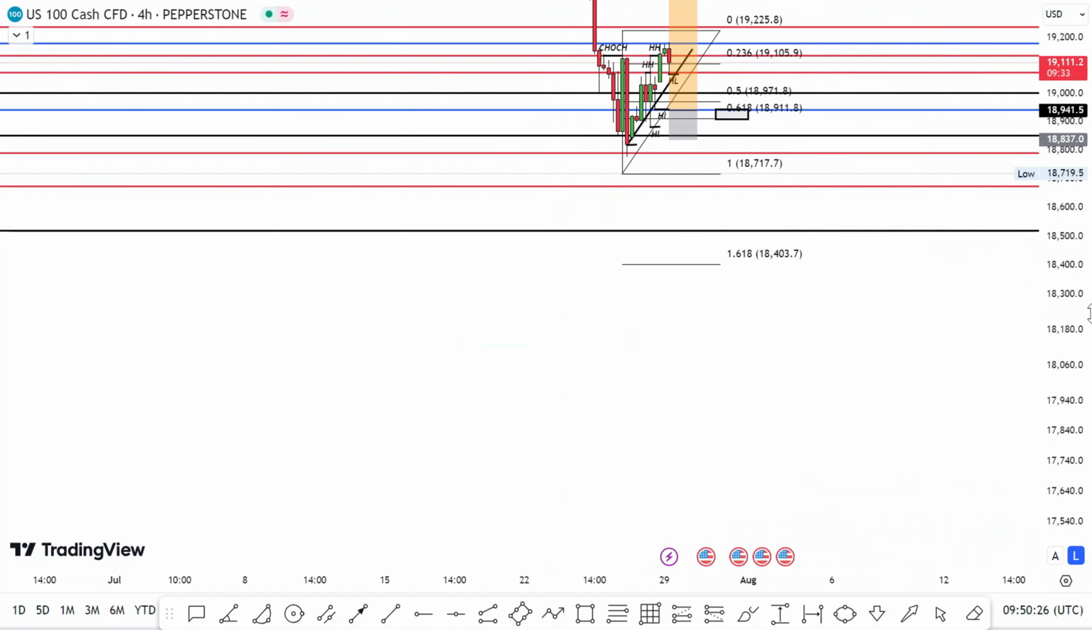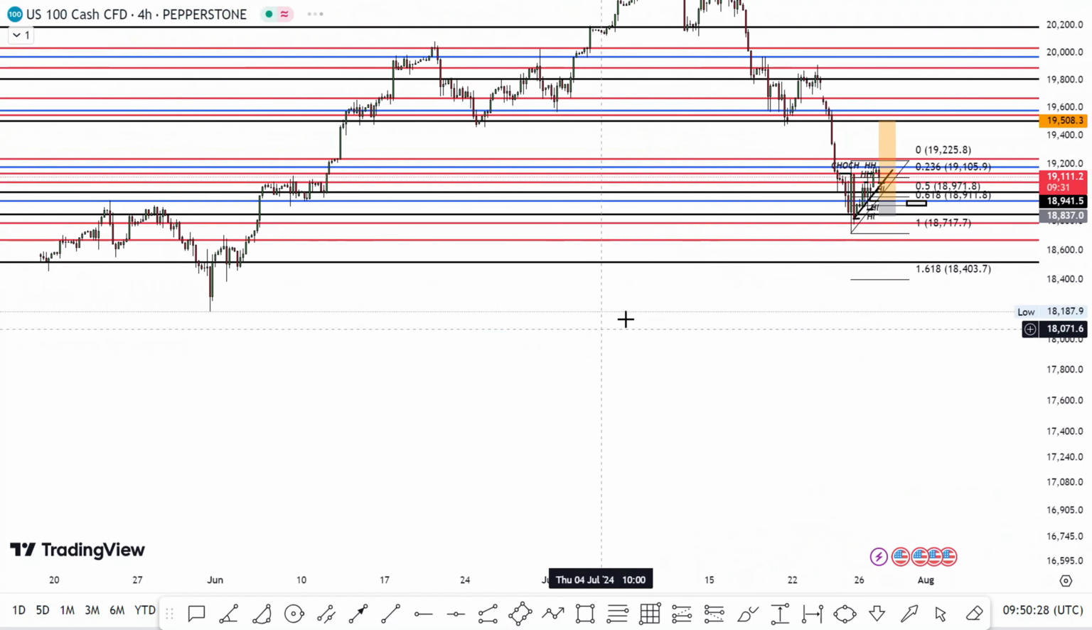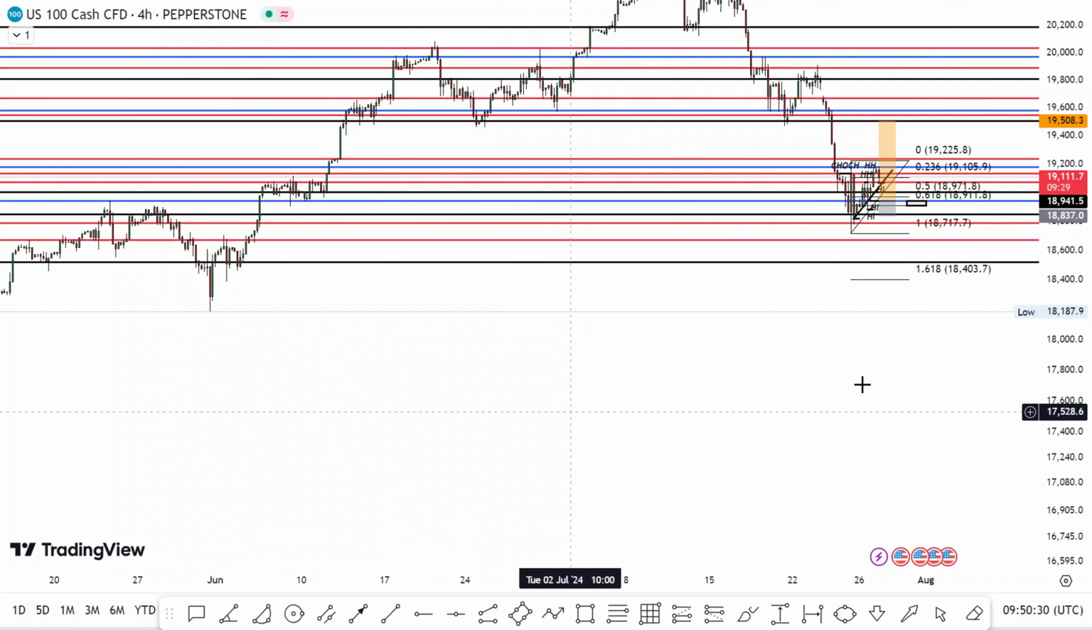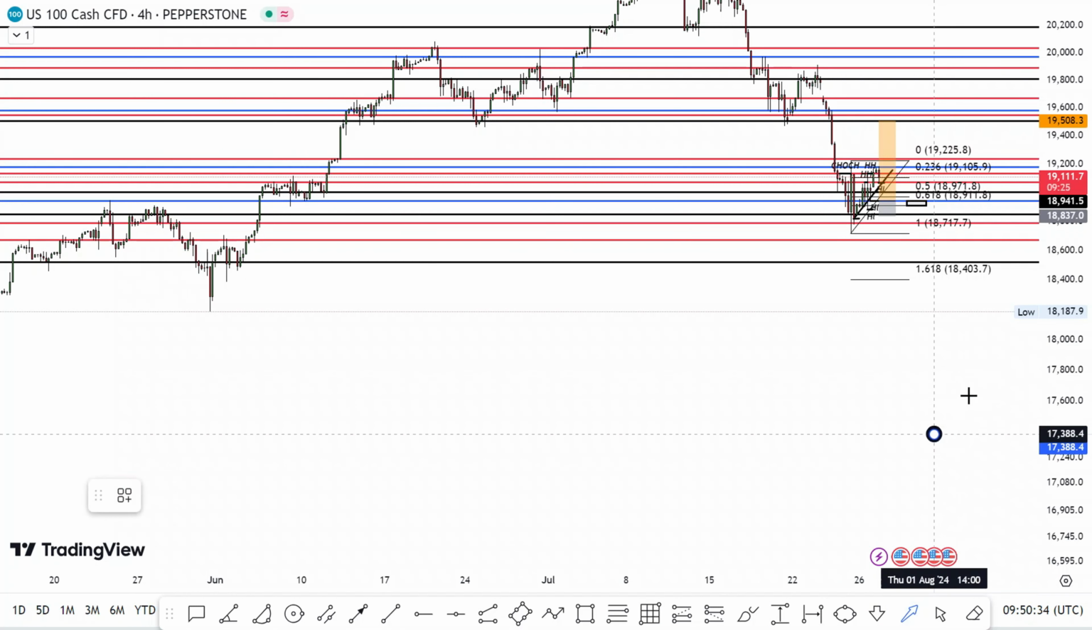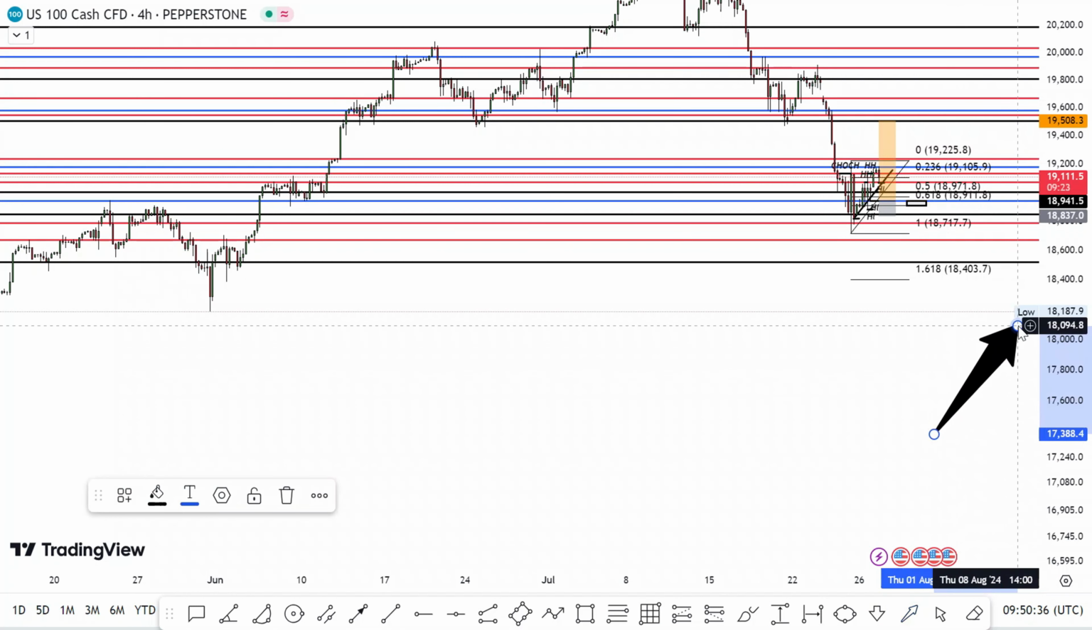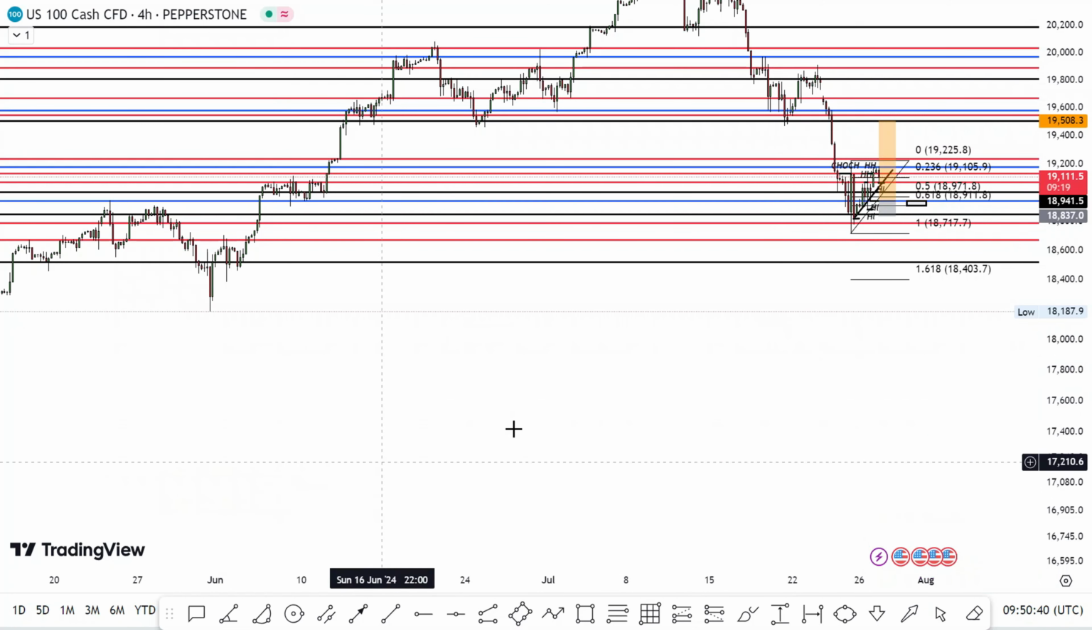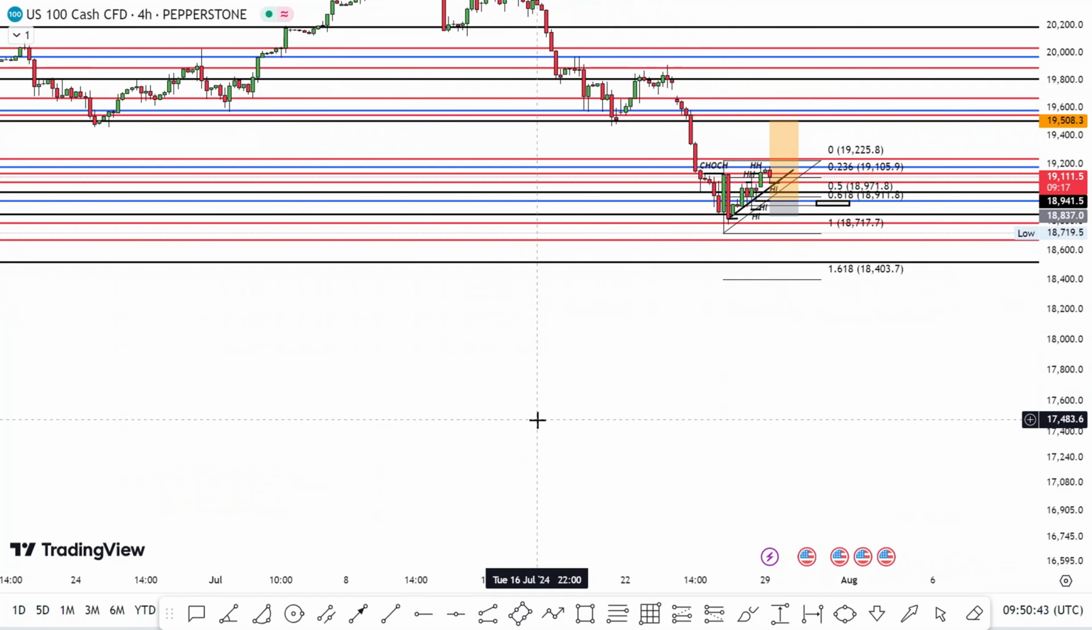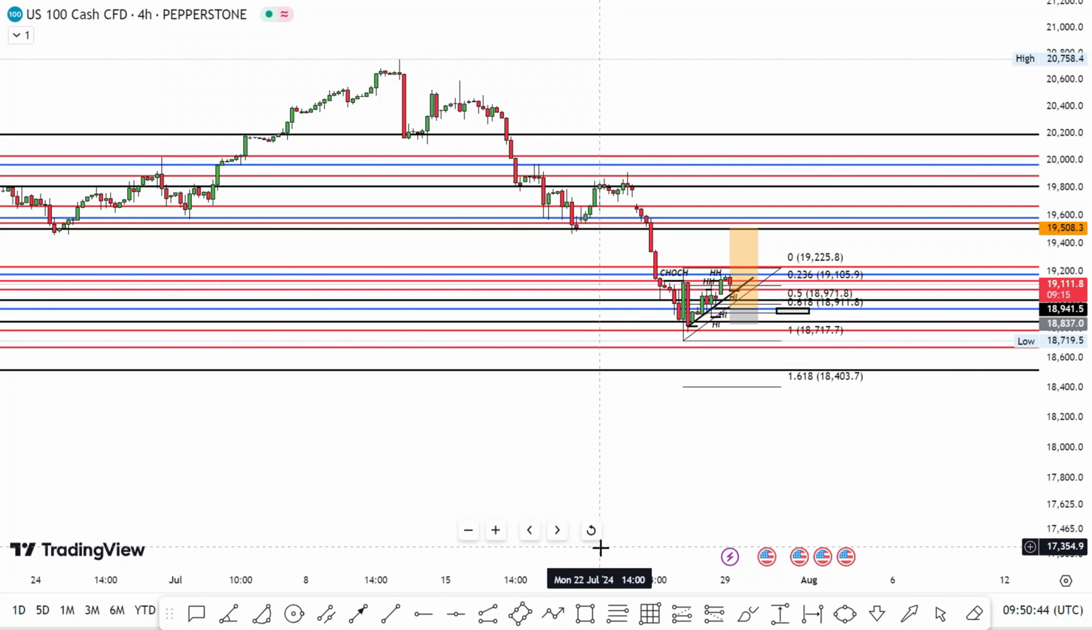Go to the 4 hour time frame. Then I'll be expecting Nasdaq to drop to this recent low, which is 18,000, if those earning reports do not have a good impact on the stock market. But if they do, I'm expecting Nasdaq to move to 19,000.